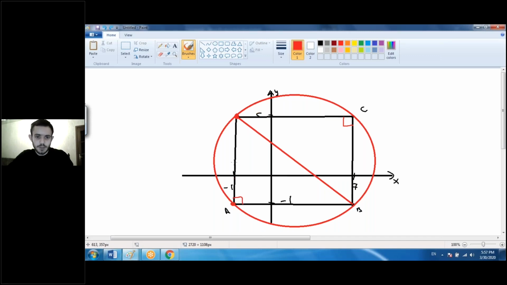is from -1 up to 5, 6 units. Distance from -1 up to 7 here is 8 units. So you have 6, 8, then the diagonal will be 10 using the Pythagoras theorem. So diameter is 10, and the radius will be half the diameter, which is 5.